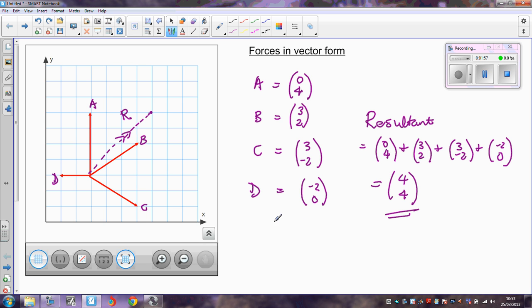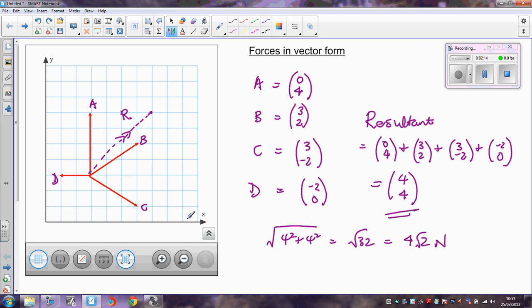Now, in order to find the magnitude of that resultant force, well, it's just going to be the square root of 4 squared plus 4 squared. So the magnitude is going to be the square root of 32. In other words, 4 root 2. So the magnitude is just 4 root 2 newtons.